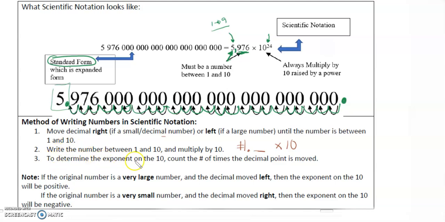And then to determine the exponent on the 10, count the number of times the decimal point is moved. So here's the difference between a very large and a very small number. If the original number was very large, and we're moving our decimal to the left, so remember, this is the original decimal, and this is the new decimal, then the exponent will be positive. But if we're dealing with a very small number, so our decimal is moving to the right, and we'll get into an example with that, then the exponent on the 10 will be negative.